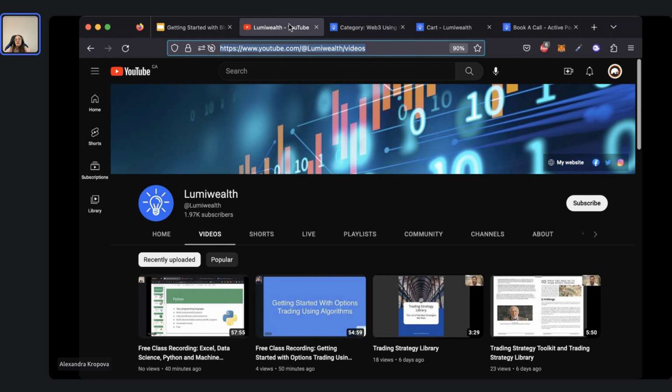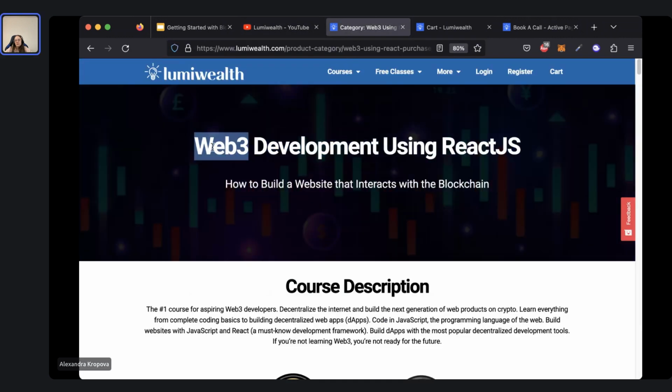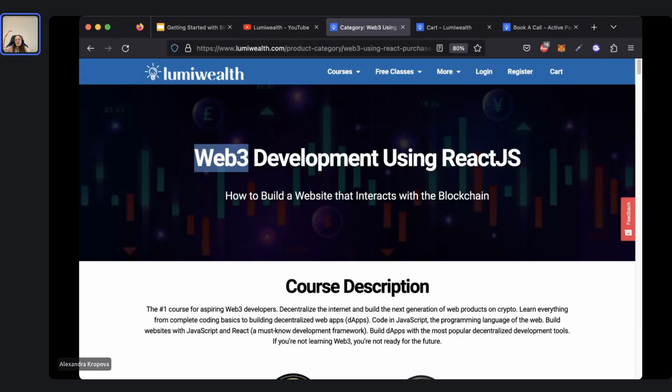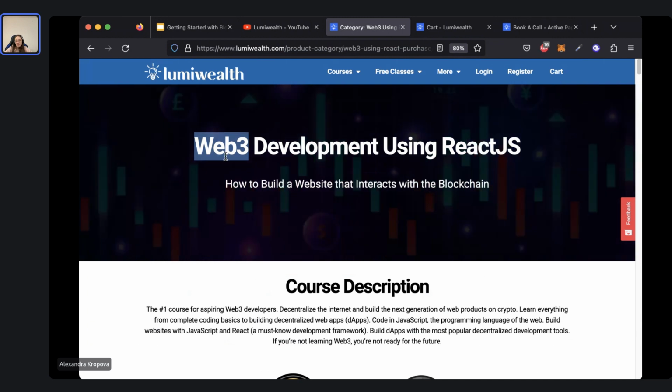For more job opportunities, probably Web3, because it's a bit more advanced, so you have more opportunities because you know a bit more. So strictly more job opportunities would be Web3 because you're at a higher level at this point.